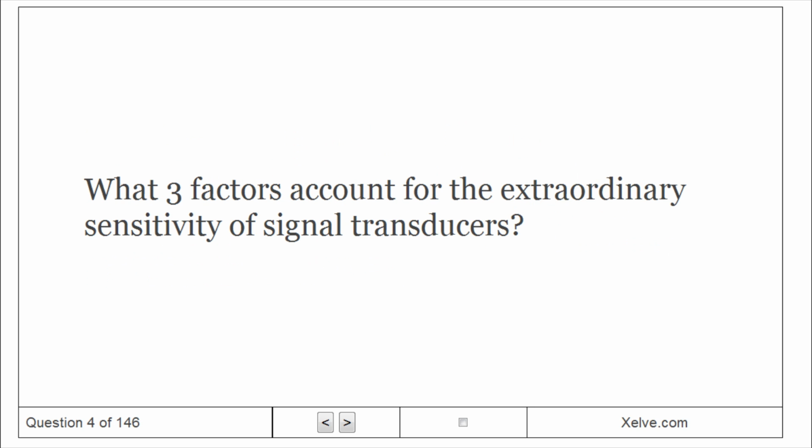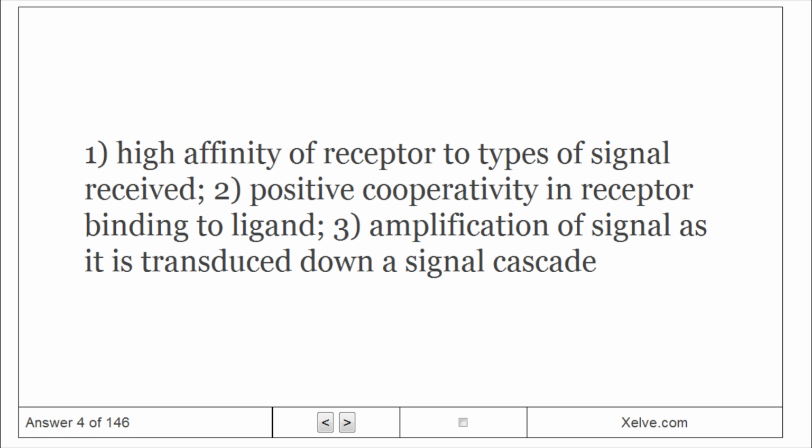What three factors account for the extraordinary sensitivity of signal transducers? 1. High affinity of the receptor to the types of signal received. 2. Positive cooperativity in receptor binding to ligand. 3. Amplification of signal as it is transduced down a signal cascade.